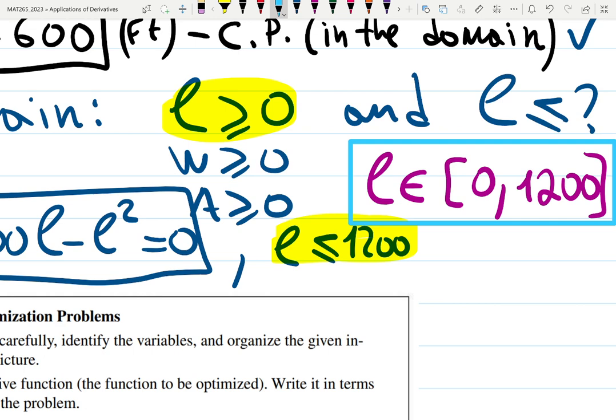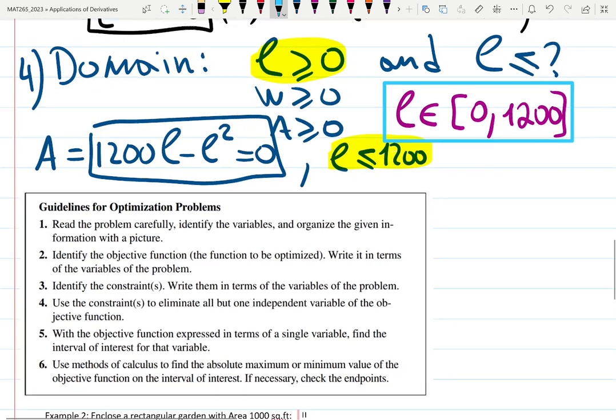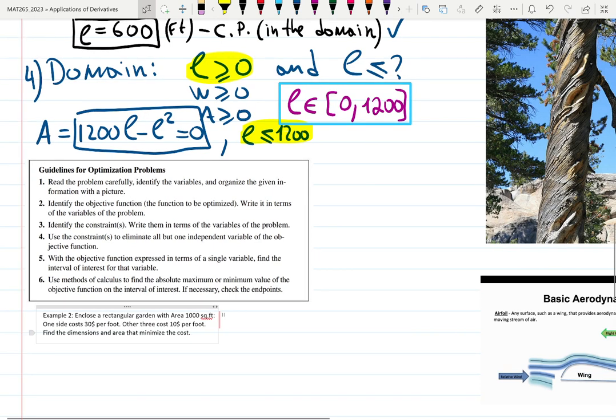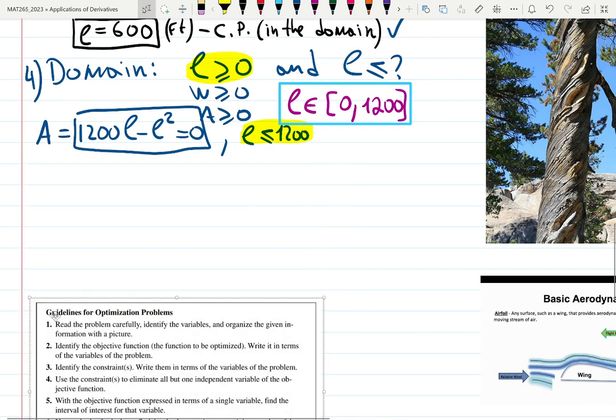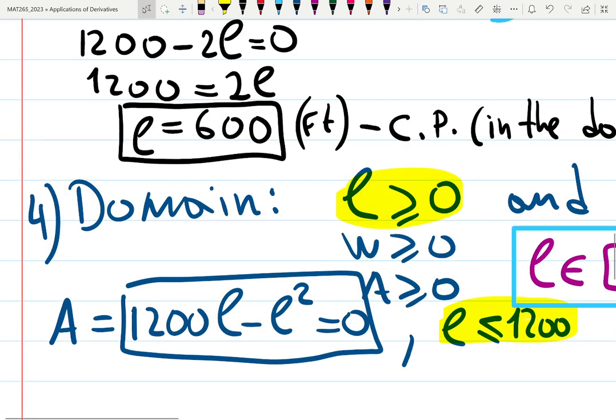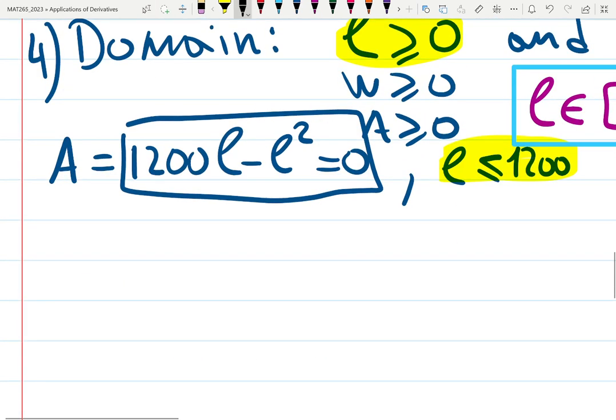So now you can do the closed interval method, which is global min max. You can make a list, plug all those points in, you have 600, you have 0 and 1200, and guess what? 600 will be the answer. Or you can do the first derivative test, and that's my favorite in this case, because sometimes finding the domain is annoying and not even necessary.